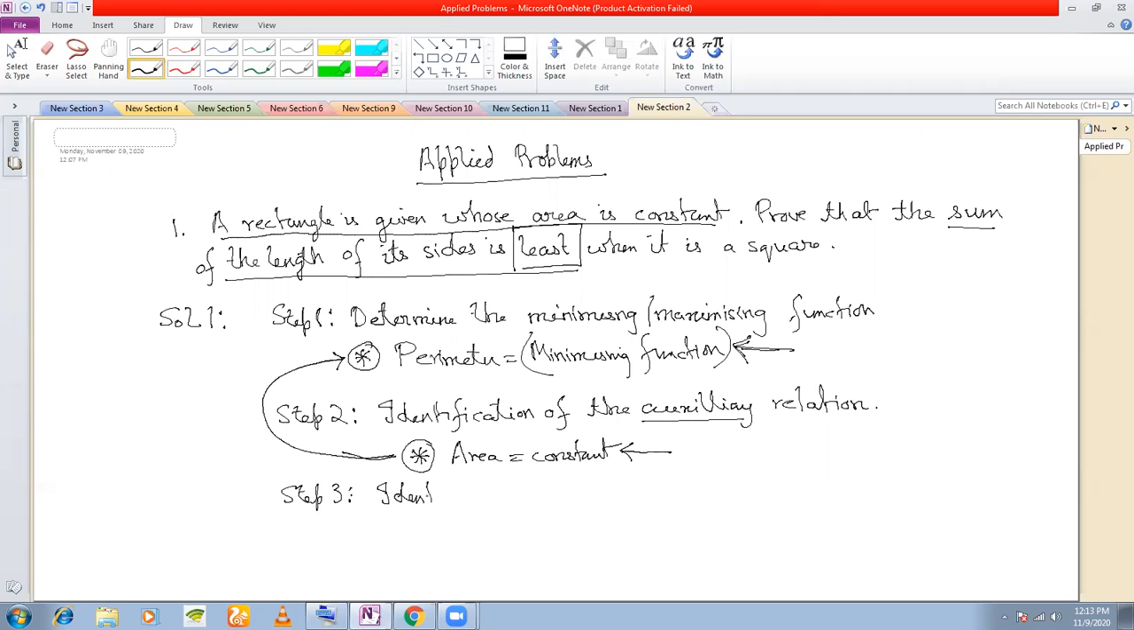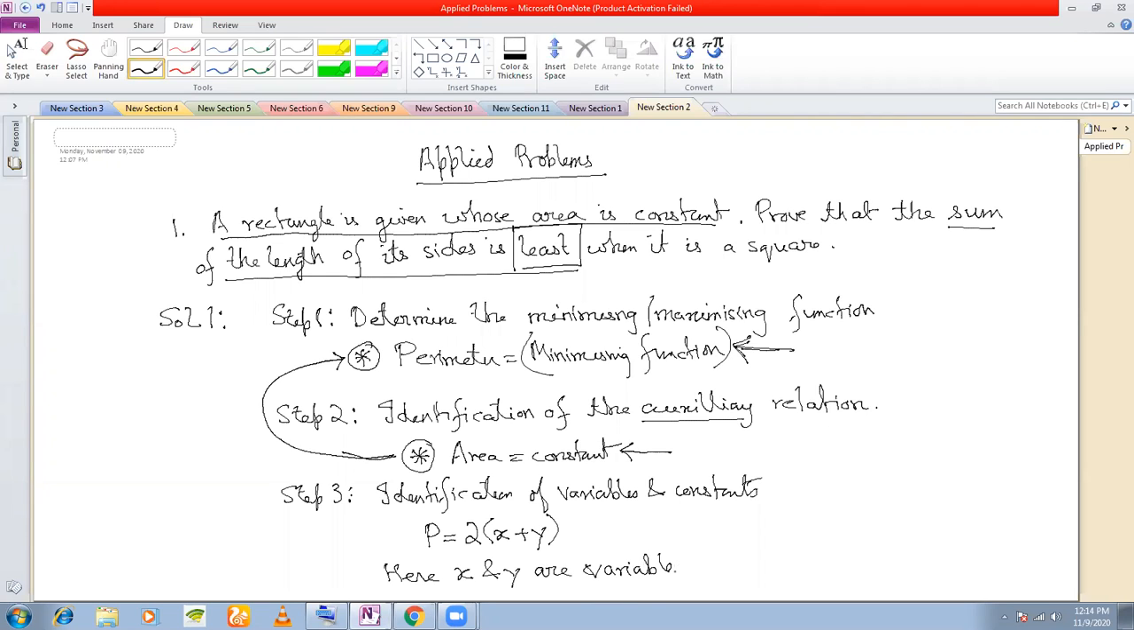And the last step here is identification of variables and constants. Which one is a variable and which one is a constant? Now see, perimeter here is what? Suppose I take the length as x and the breadth as y. What is the perimeter? Twice of x plus y, right? So here x and y are variables, right or wrong? x and y are variables.